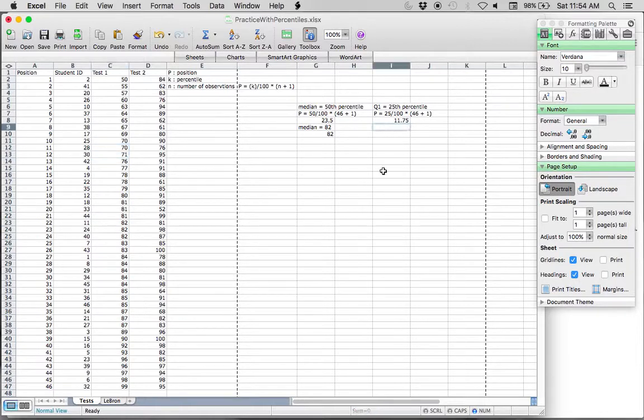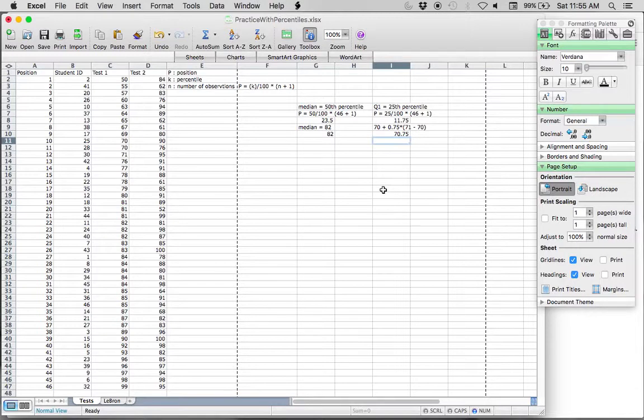Well, what is this? It's going to be 70 plus 3/4, so 0.75, times the difference between 70 and 71. So the difference between the two positions that were in between. So if we have Excel compute that, 70 plus 0.75 times 71 minus 70, we get 70.75.